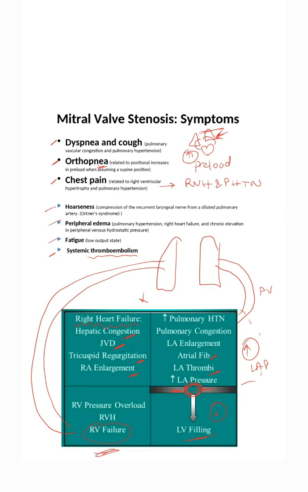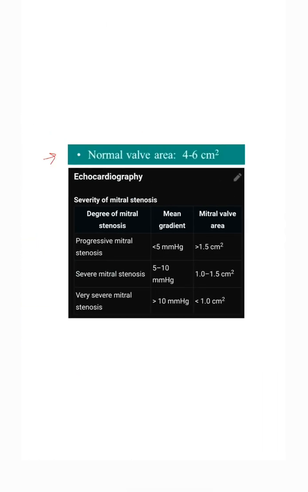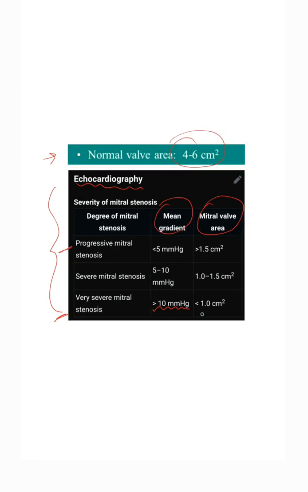The normal valve area of the mitral valve is 4 to 6 centimeters square. Here is a table showing the various degrees of severity of mitral stenosis, from mild to very severe. This can be noted best on echocardiography. The more the gradient and the less the mitral valve area, the more dangerous it is. A gradient of more than 10 mm Hg and a mitral valve area of less than 1 centimeter square is considered to be very severe. The gradient refers to the difference of pressures in the left atrium versus the left ventricle.